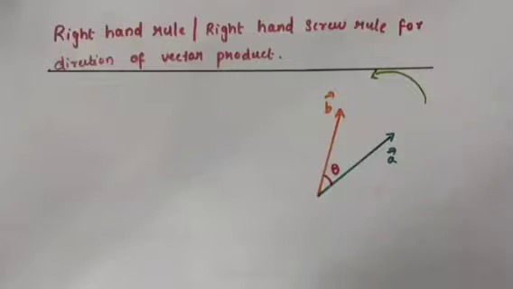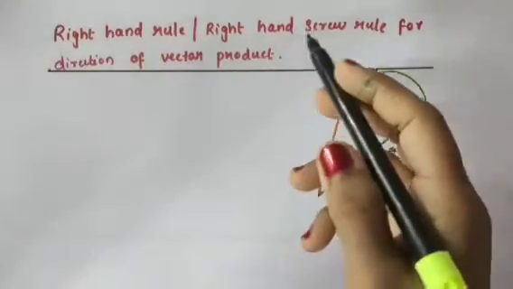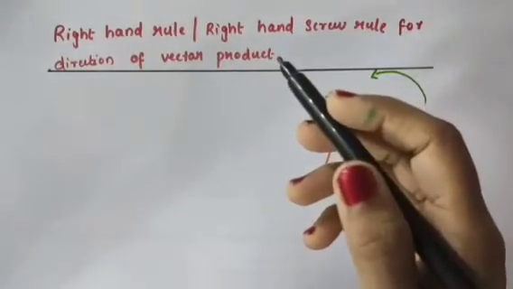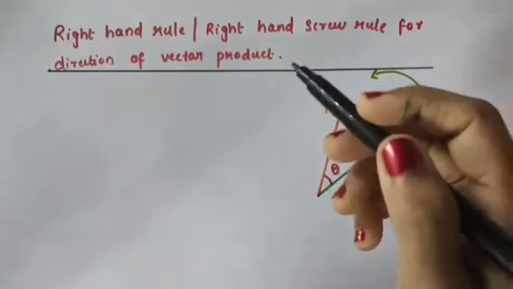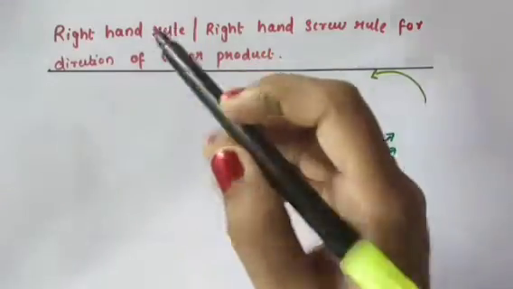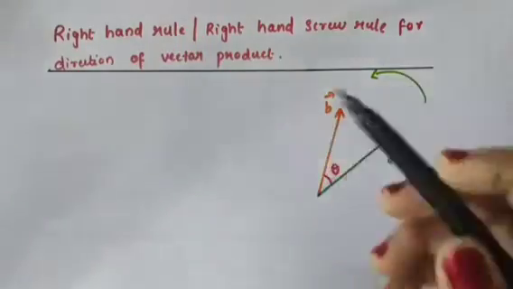Okay, now let us study about the right hand rule or right hand screw rule for the direction of the vector product. A and b vector, so the product a cross b comes in the c direction, which we need to find.